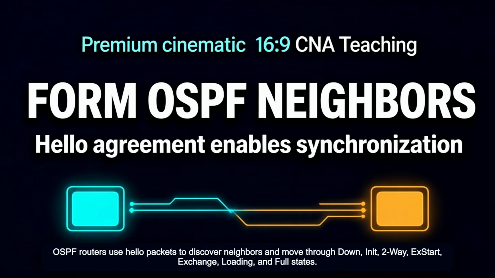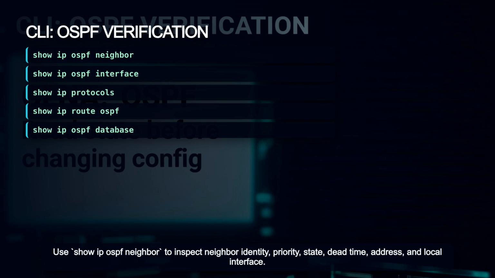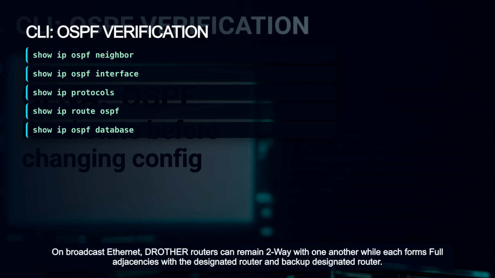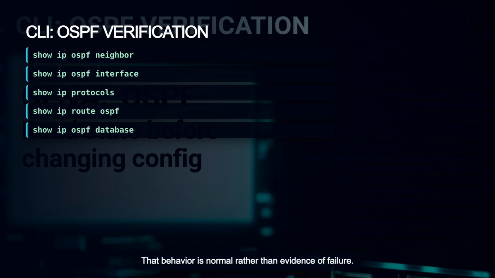OSPF routers use hello packets to discover neighbors and move through down, init, two-way, exstart, exchange, loading, and full states. Use show ip ospf neighbor to inspect neighbor identity, priority, state, dead time, address, and local interface. A full state means required link state databases have synchronized. On broadcast Ethernet, DROther routers can remain two-way with one another, while each forms full adjacencies with the designated router and backup designated router. That behavior is normal, rather than evidence of failure.